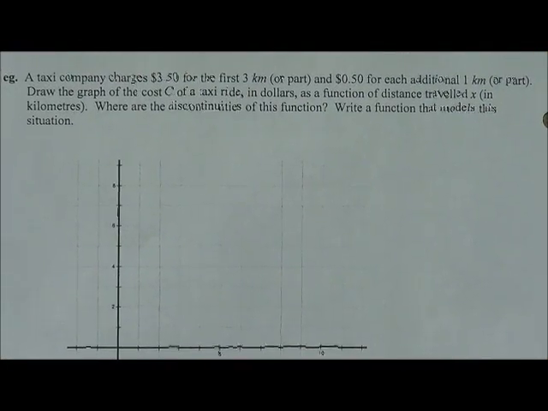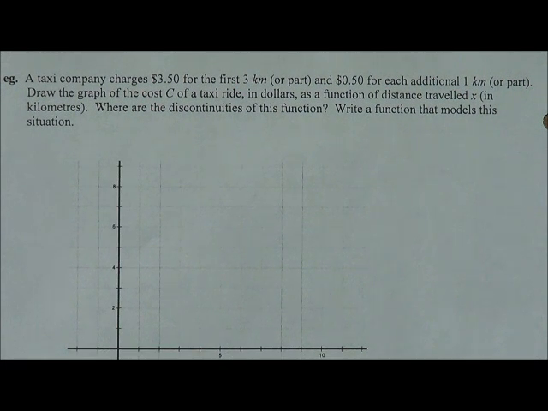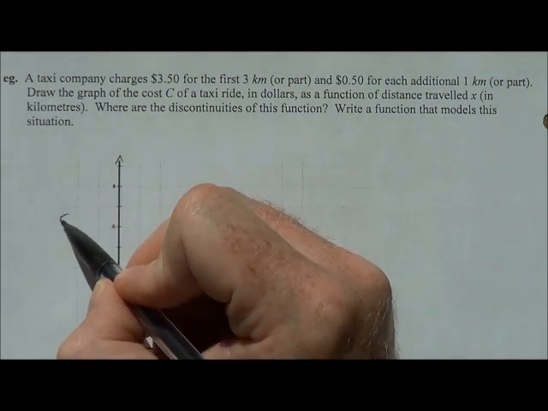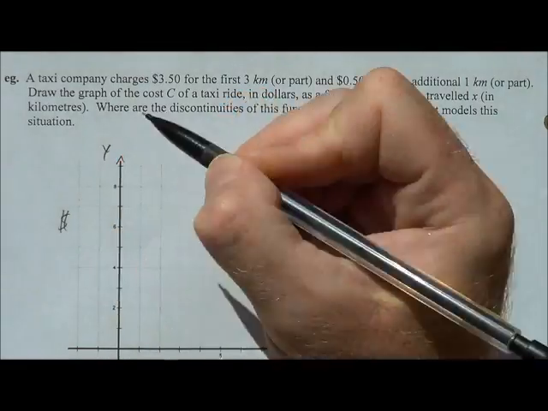A taxi company charges $3.50 for the first 3 kilometers or part thereof, and then an additional 50 cents for every kilometer after that. Okay, so the kilometers are along the x-axis and the dollar amount is along the y-axis.